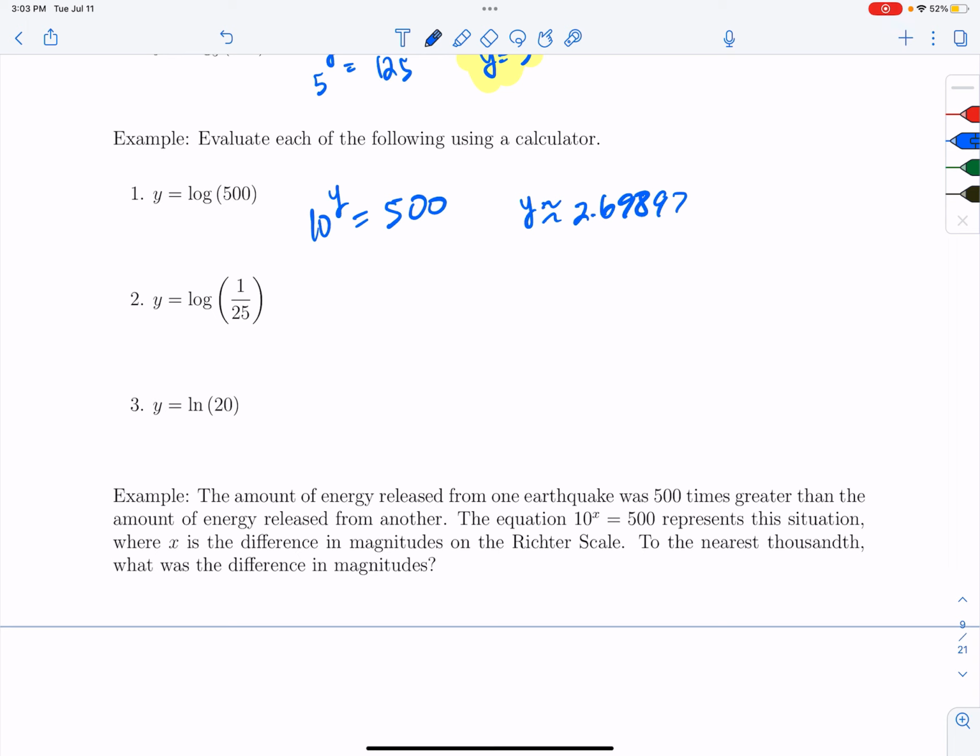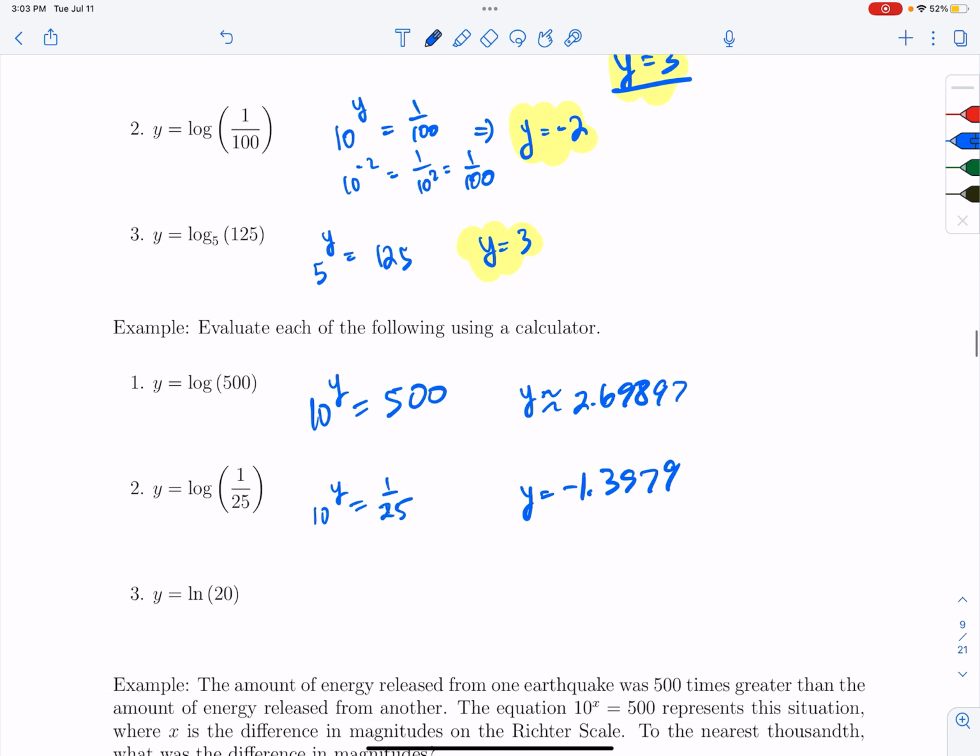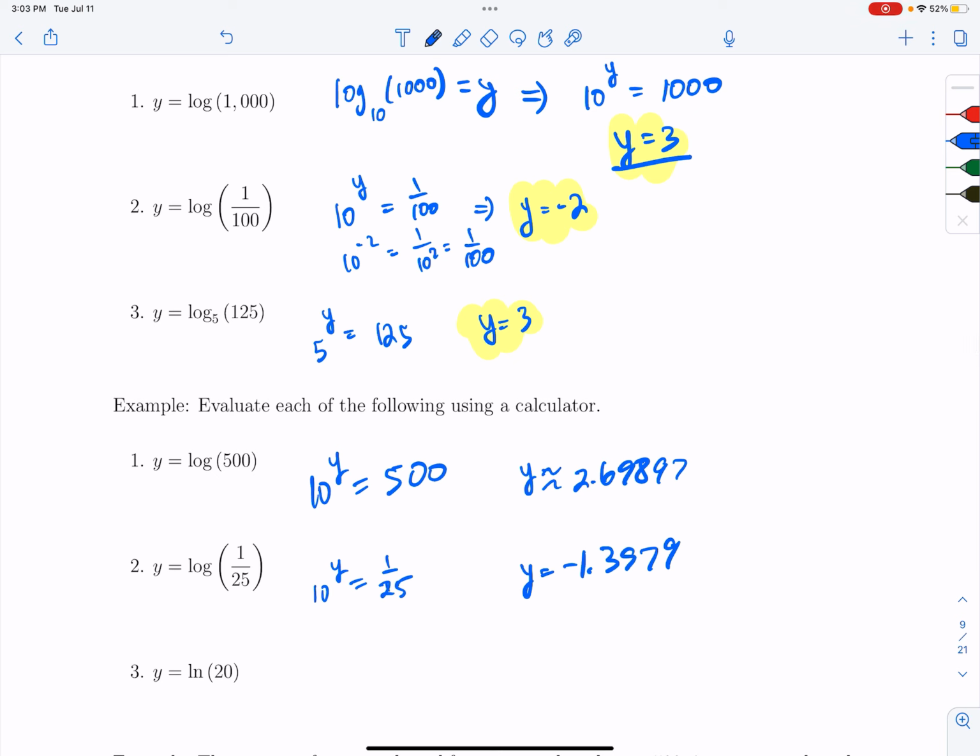Okay. Similarly, this one, the second one, means 10 to the y power equals 1 over 25. Can't do that one in my head either, so I can just type in log of 1 over 25, and we get negative 1.3979. The reason that this is negative is similar to what we saw up here in this second one, right? In order to get 1 over some value, I need a negative exponent, and that's what this is saying.